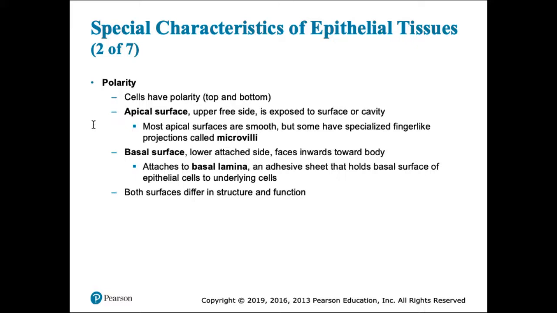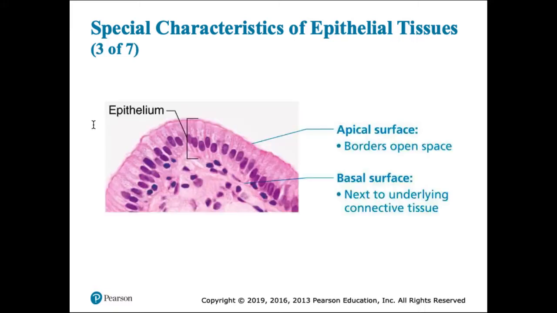There's also a basal surface. That's the lower attached side that fits inside the body. And we call the attachment the basal lamina. So the basal surface attaches to the basal lamina. The basal lamina is just an adhesive sheet that holds the basal surface of the epithelial cells to the underlying cells. So both surfaces actually differ in structure and function.